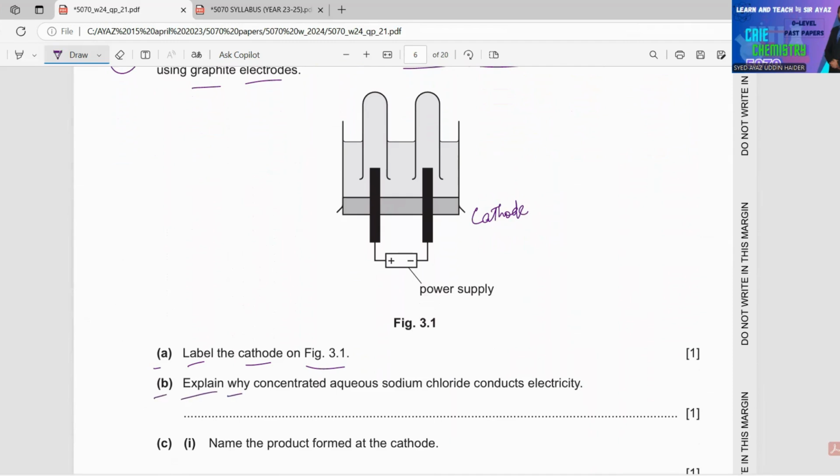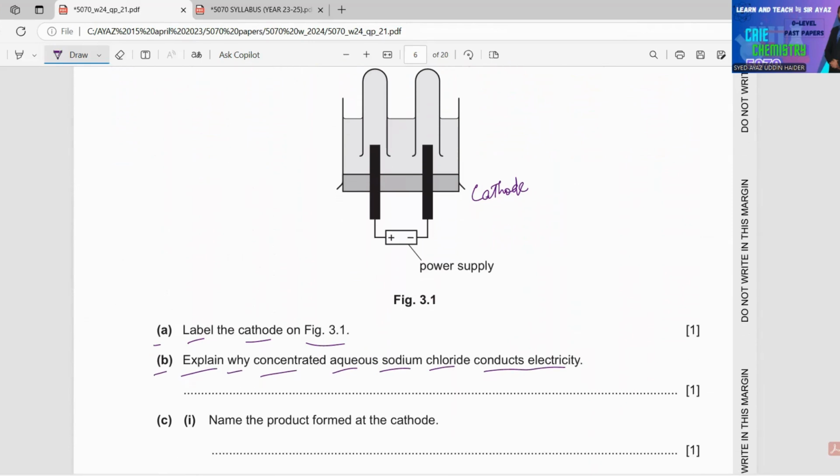B, explain why concentrated aqueous sodium chloride conducts electricity. It must be due to the presence of mobile ions. In aqueous solution, you have mobile ions. That's why it conducts electricity.